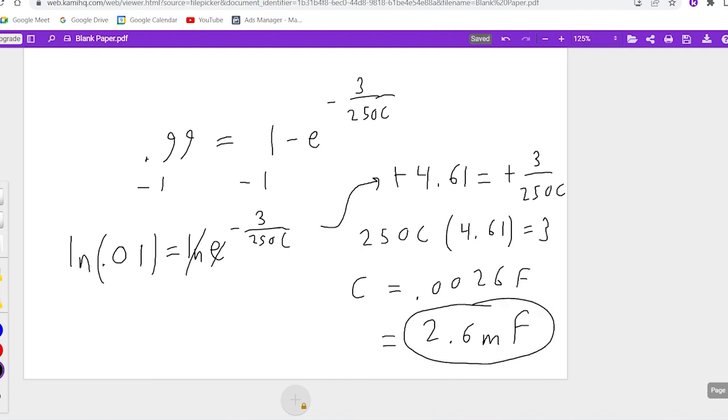And there is my answer. Now you don't have to worry about the millifarad part. That part doesn't matter. What matters is the farads part, 0.0026. And there we go. That's it.